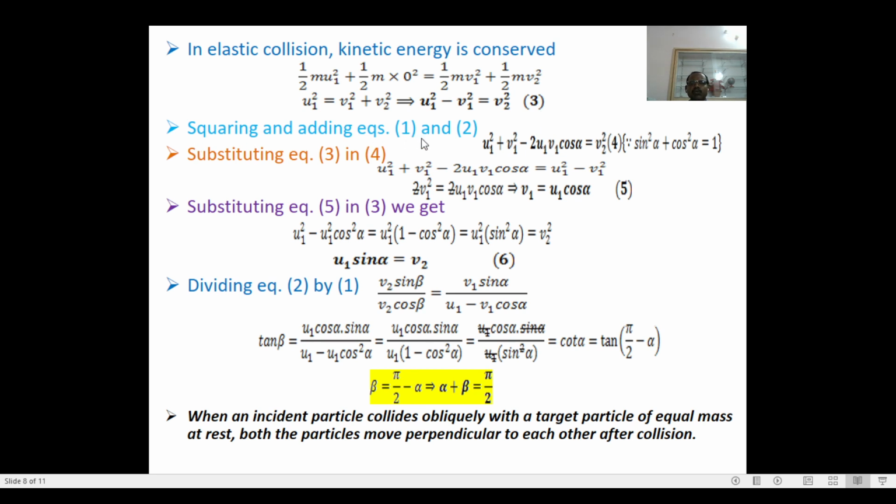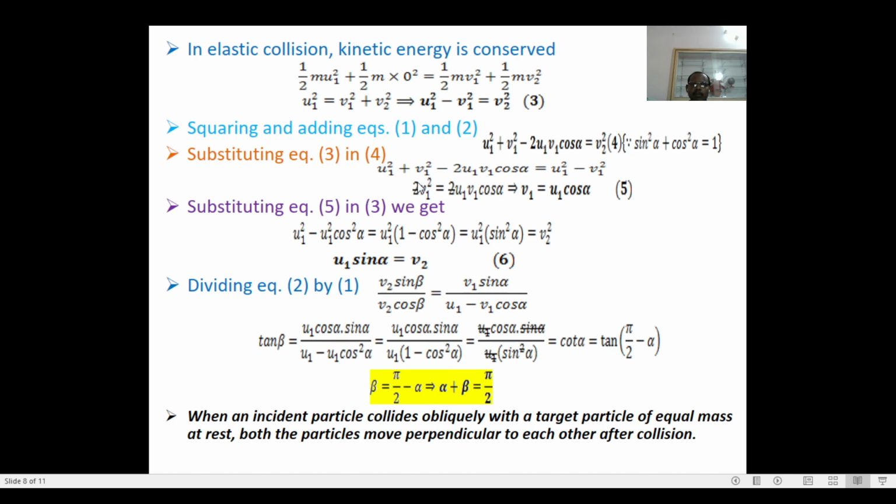Squaring and adding equations 1 and 2, I get u1 square plus v1 square minus 2u1 v1 cos alpha is equal to v2 square, because sin square alpha plus cos square alpha is equal to 1. Call it equation number 4. Substituting equation 3 in equation 4, I get u1 square plus v1 square minus 2u1 v1 cos alpha is equal to u1 square minus v1 square. Now I will rearrange the terms, and u1 square cancels on both sides.